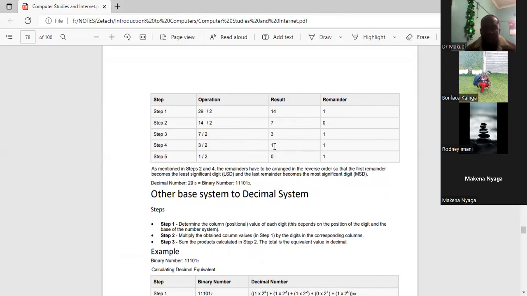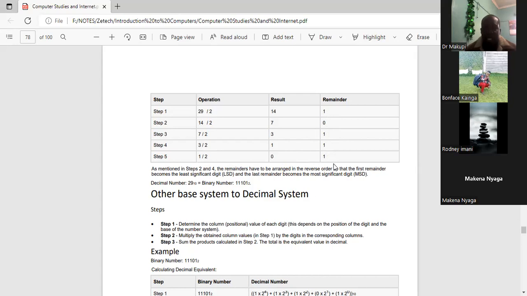3 divided by 2 is 1 remainder 1. Then 1 divided by 2 is not possible. If it is not possible, you put 0 as the result. 1 divided by 2 is 0, because we don't need decimals here. What remains is 1, because that one has not been divided. So giving you 1, 0, 1, 1, 1.